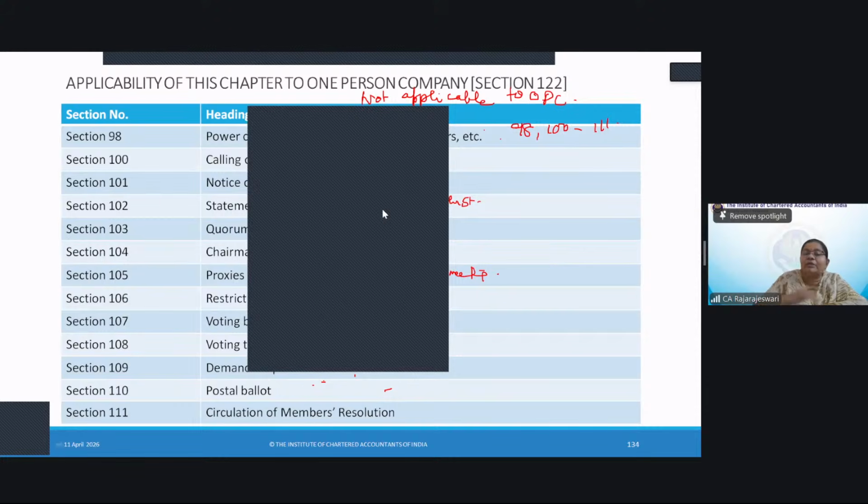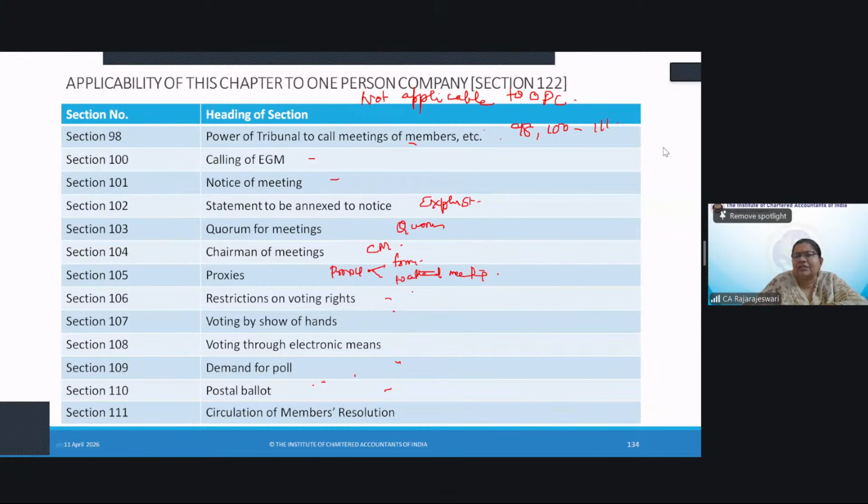See, when a one person company converts itself into a private or public limited company, then it does not have the status of a one person company. It loses its status once it converts itself into a private company or a public company. Assume what is the status of this company now? The status is either a private limited company or a public limited company. So this is applicable only for a one person company. So it loses its status.